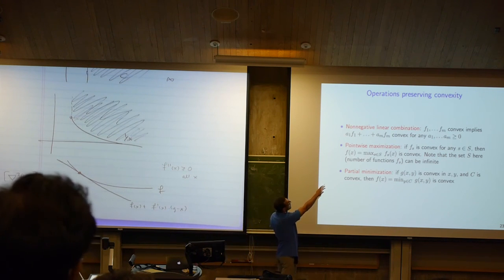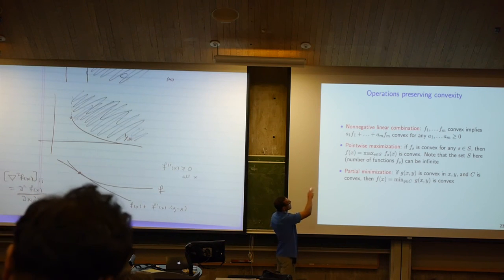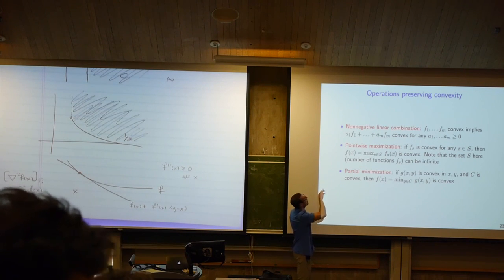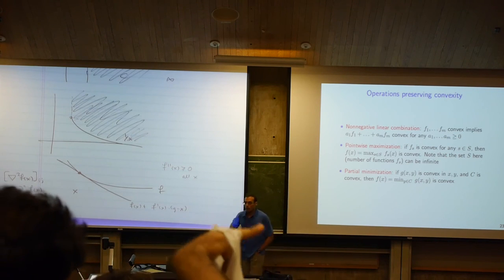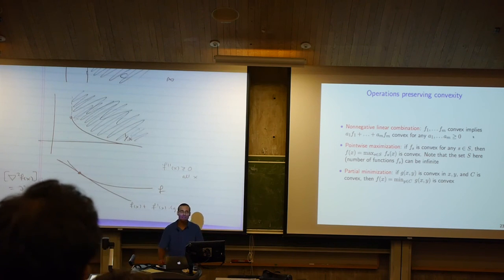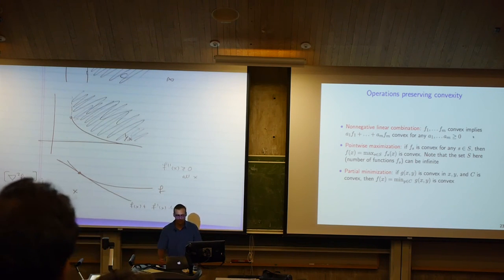So if I have any convex functions f1 through fm, and I take a non-negative combination of them, so a1 f1 plus all the way through am fm, provided that these are non-negative, that's still a convex function. Okay, it's a helpful property.